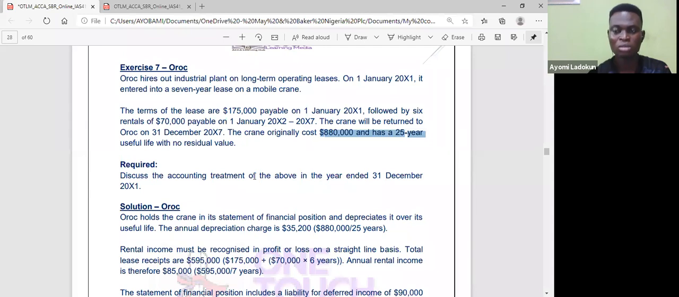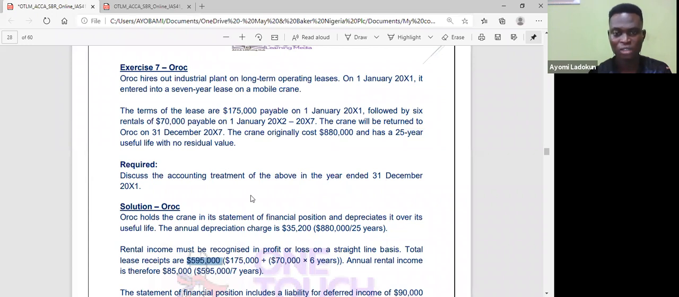Now, the rental income is an operating lease. So the rental income must now be recognized on a straight line basis in the profit or loss. So I look at the question, how much is my rental income? It said 175 payable on 1st January 20x6, followed by 6 rentals of 70. So that would be 70 times 6, which gives me 420, plus 175. So my rental income is 595. So that's how I got this 595 here.